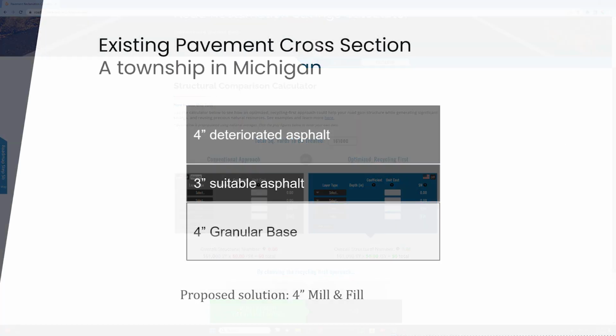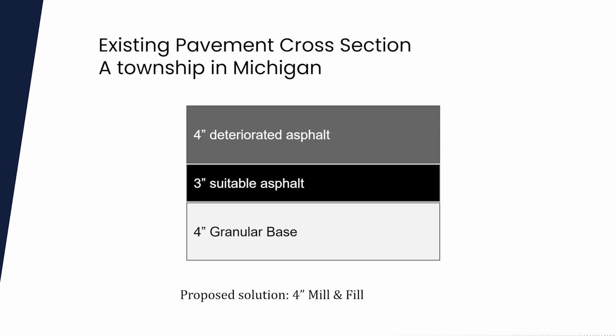The current state of my Michigan pavement looks something like this when viewed as a cross-section. It consists of 4 inches of deteriorated asphalt on top of 3 inches of suitable asphalt over a 4-inch granular base. What's the best way to revitalize this pavement and plan for the heavy bus traffic ahead? Some road managers might be quick to propose a 4-inch mill and fill situation.